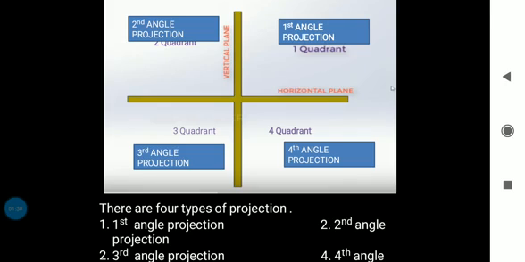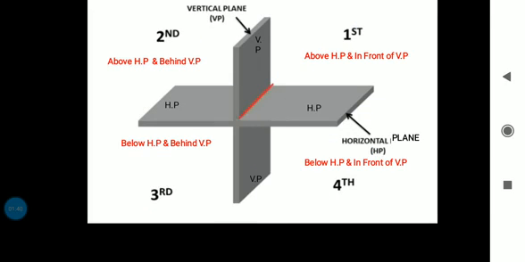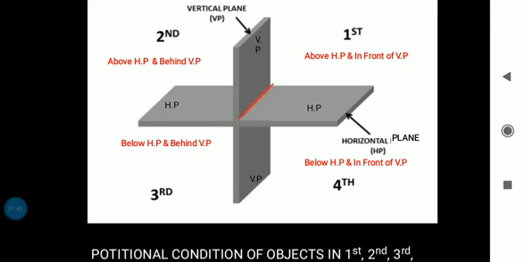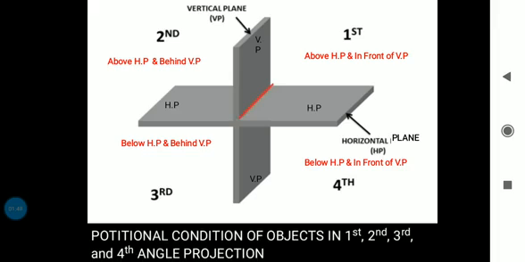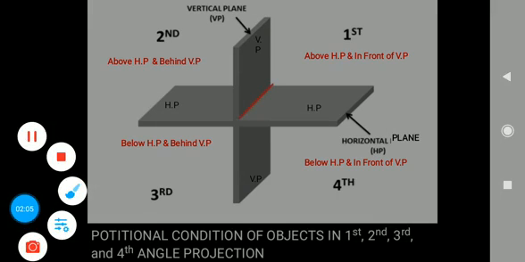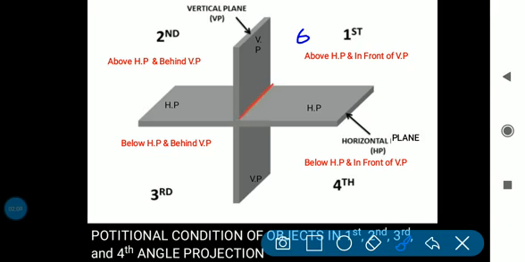Clear? Now see the positional condition of the object. What is the positional condition? When the object is placed in the first quadrant, you may say the object is above the horizontal plane and in front of the vertical plane. That is a positional condition. There are four types of positional condition of the object.